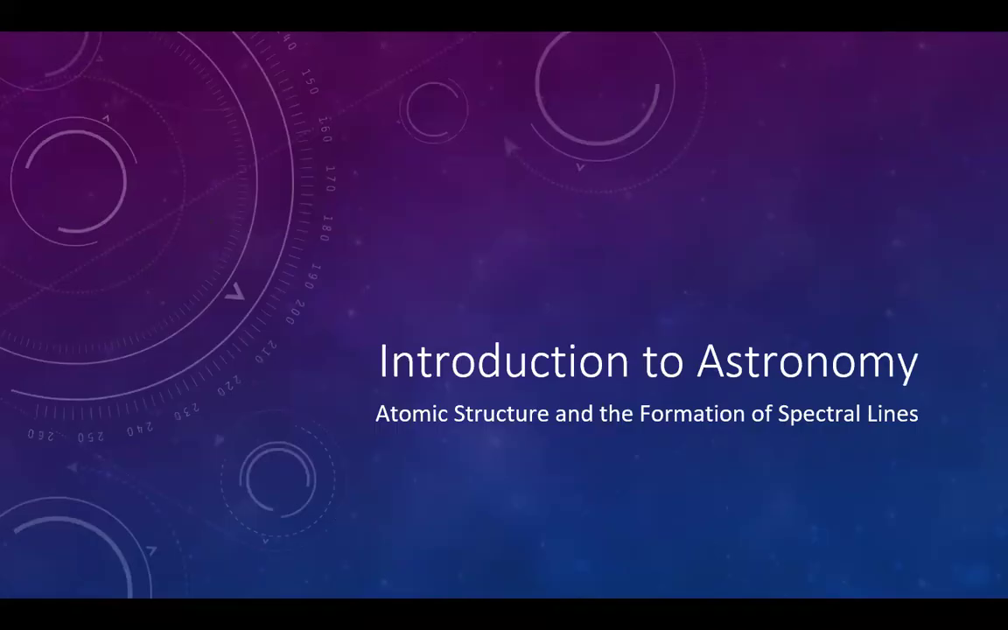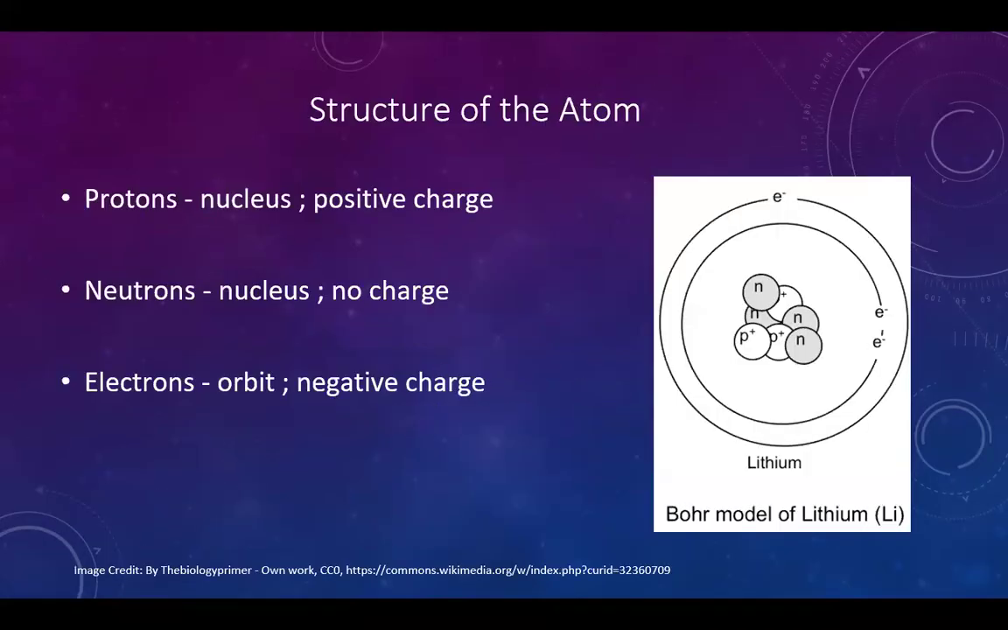So let's talk about how those spectral lines form from atomic structures. So this is an atom. This is a cartoon that is not actually accurate to what a real atom looks like, but atoms are made of three things: protons, neutrons, and electrons. The protons and neutrons are in the nucleus, which is tiny and in the middle. The protons have a positive charge. The neutrons have no charge, but they help hold the protons together in the nucleus.